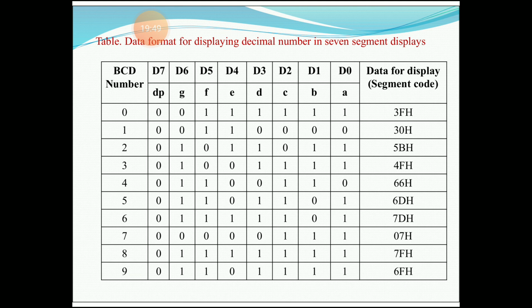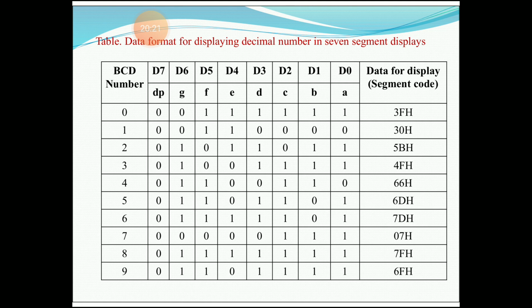So this table shows the data format for displaying decimal numbers or BCD numbers in 7 segment displays. Here BCD numbers 0 to 9 and 8 data lines D0 to D7 carry the 8-bit segment code. This 8-bit segment code is given to the port 1 lines, inverted by the driver circuit, and given to the 7 segment display device.